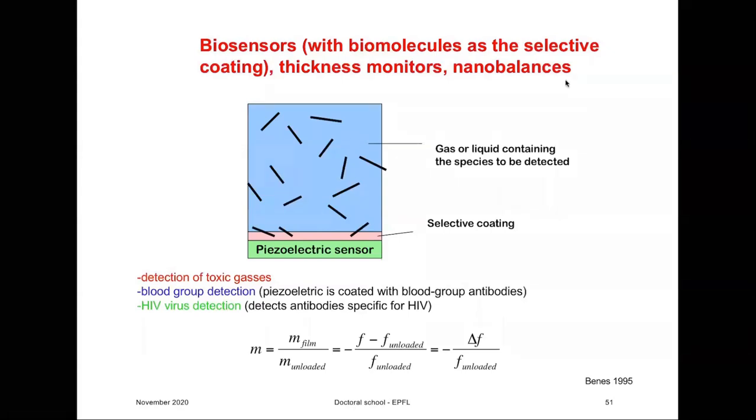We will now discuss devices that are based on piezoelectric resonance, or resonance properties of piezoelectric devices, or in general operation at high frequencies.